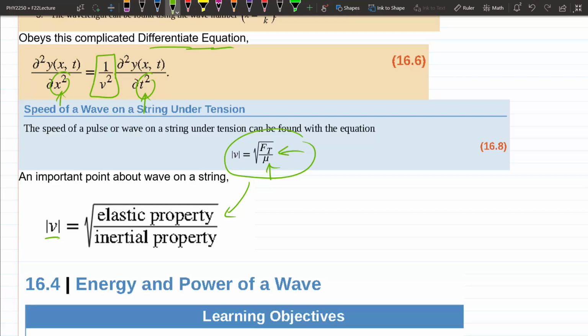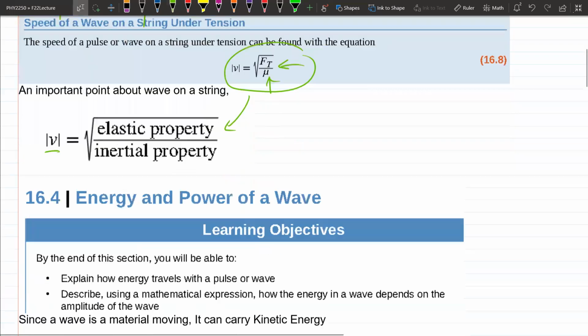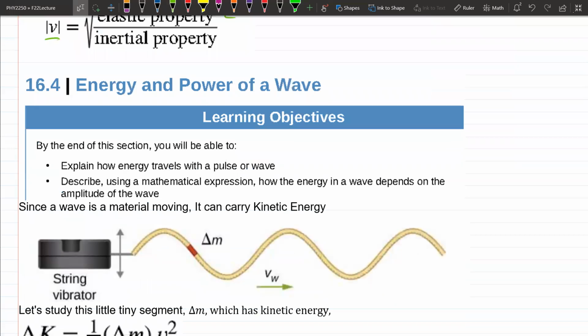Okay. So now we're going to do one more additional analysis: to examine how waves behave when we're trying to figure out how much energy is being transferred through a wave. So hopefully by the end of this lecture today, we're going to be able to see how energy travels through a pulse of wave, specifically waves on a string.